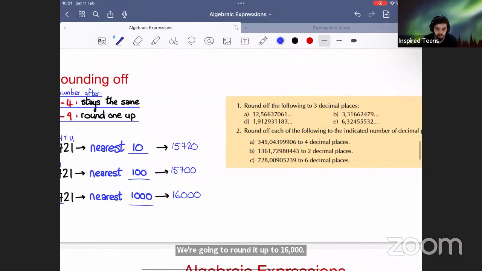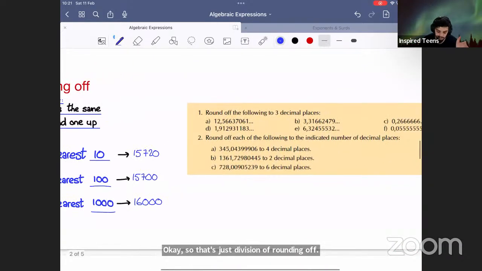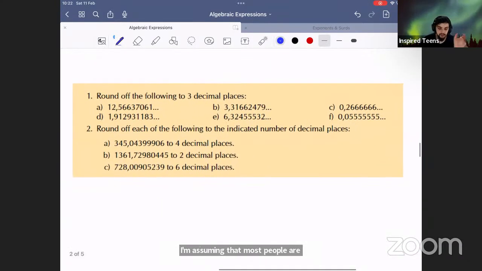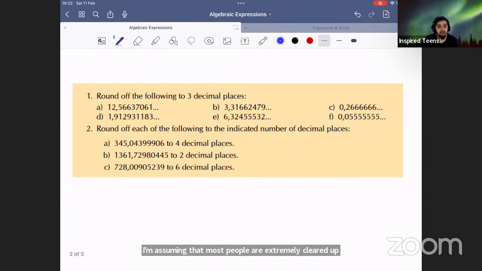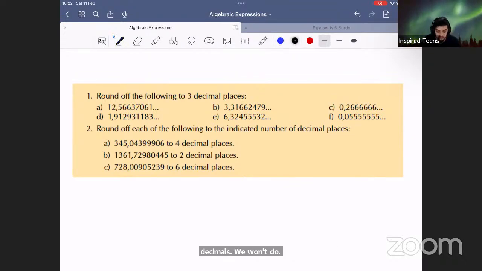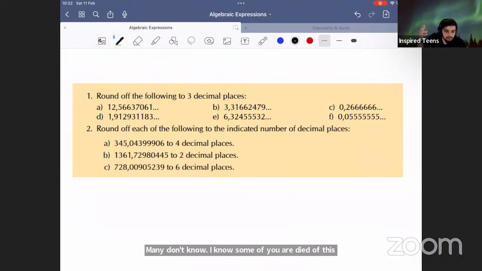Okay, so that's just revision of rounding off. I am assuming that most people are extremely clued up with rounding off, and we've been doing that for years at this point. Now, let's talk about decimals. I just wanted to revise some decimals. We won't do many. Don't worry. I know some of you are tired of this already. Round off the following, because decimals maybe we might see as more complicated, even though it's the same concept. Round off the following to 3 decimal places.